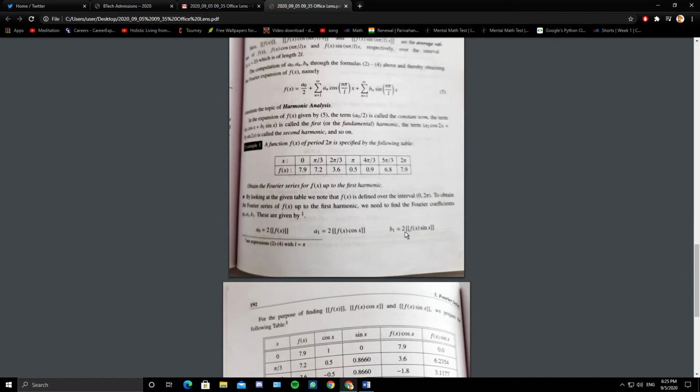bn is always associated with the product f of x sin. So a1 means 2 times the mean of f of x cos x. b1 means 2 times the mean of f of x sin x.